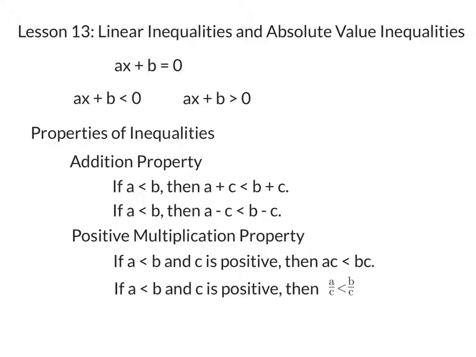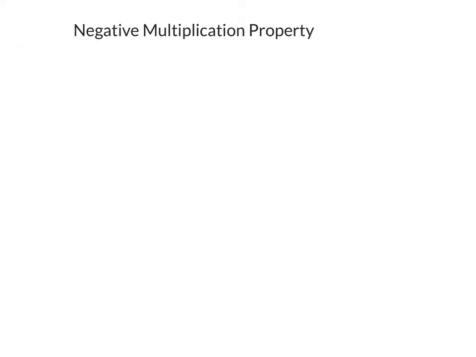Now there's one more property, and that is referred to as the negative multiplication property. Now with the negative multiplication property, things get a little bit different than what you might expect. So let's see what we're talking about here. The first case of the negative multiplication property states, if a is less than b and c is negative, then a times c is greater than b times c, okay?